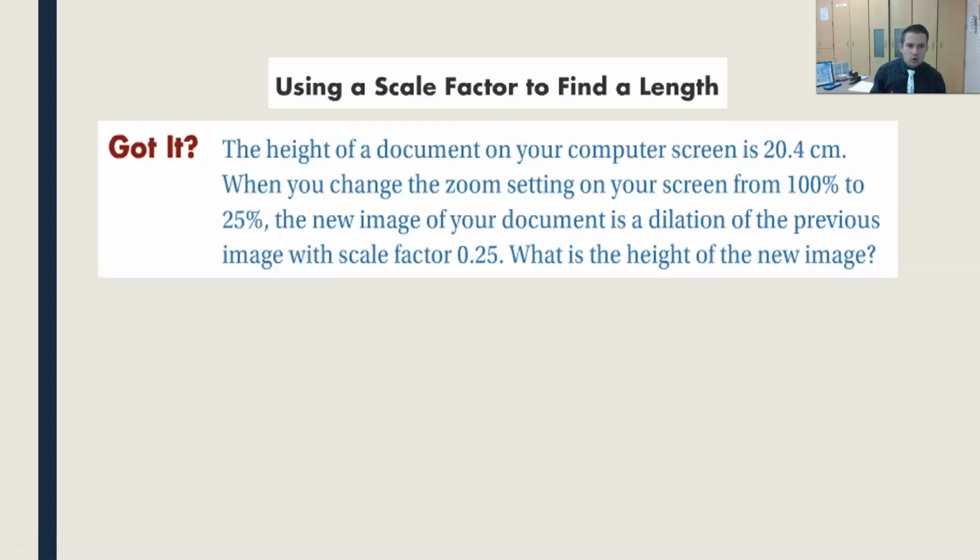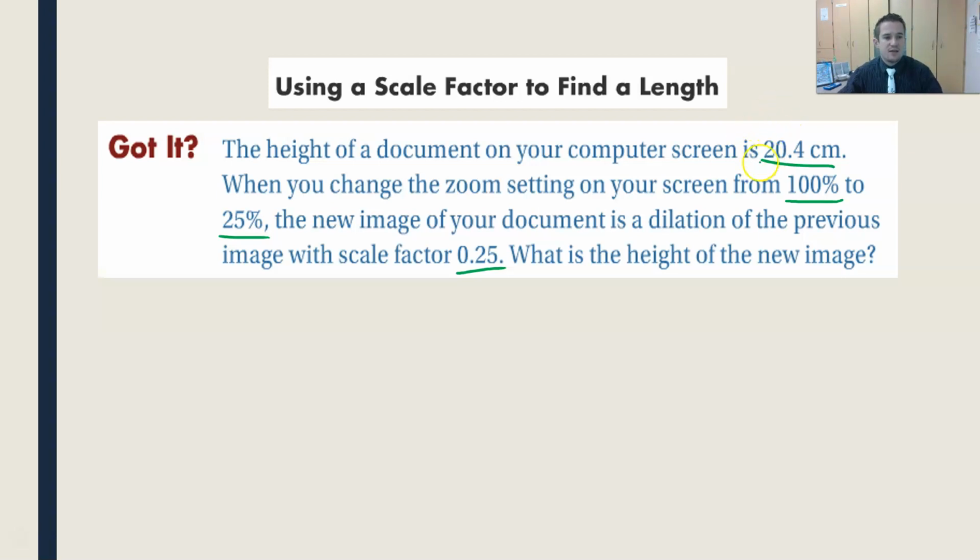Let me give you one more quick example of dilations. This is like an example of a real-world problem you would see. So say the height of your document on your computer screen is 20.4 centimeters, and when you change the zoom setting on your screen from 100% to 25%, the new image of your document is a dilation of the previous image with a scale factor of 0.25. So like when you do that zoom setting, if you're typing something on your computer and you change the zoom down in the corner from 100% down to 25% or something like that, that would represent a dilation of your document from being bigger to getting smaller.